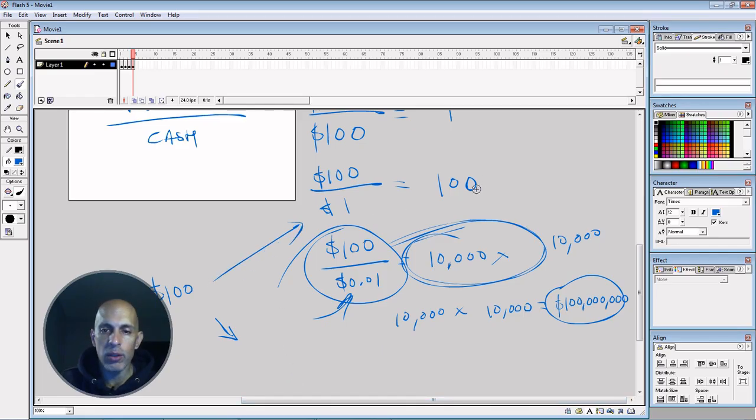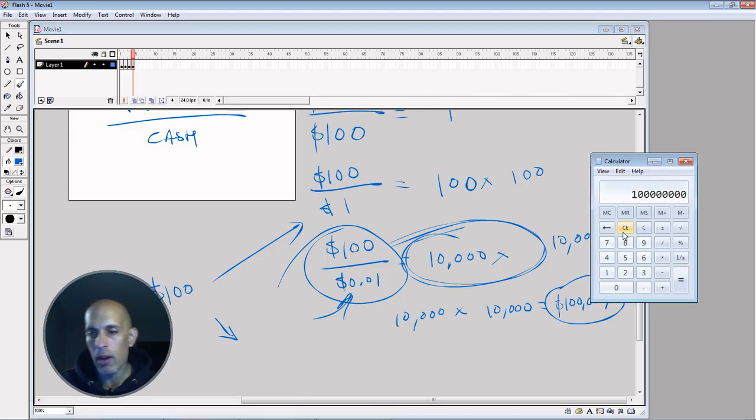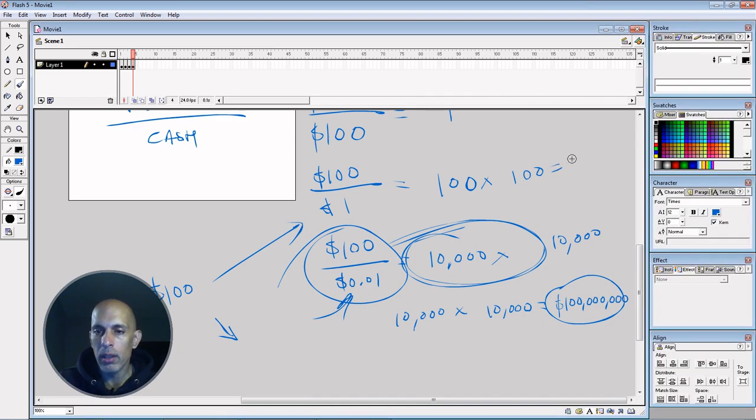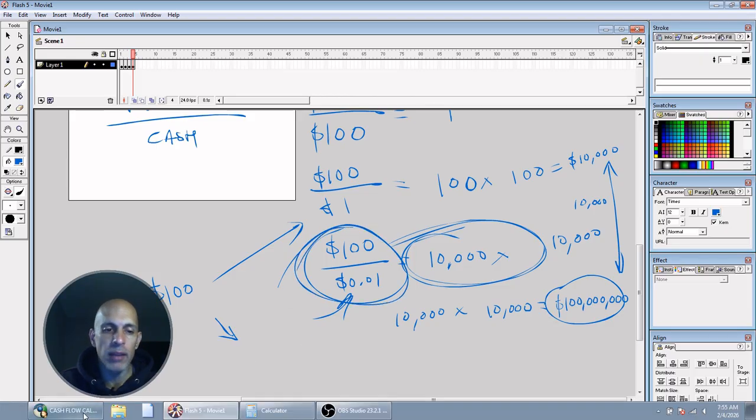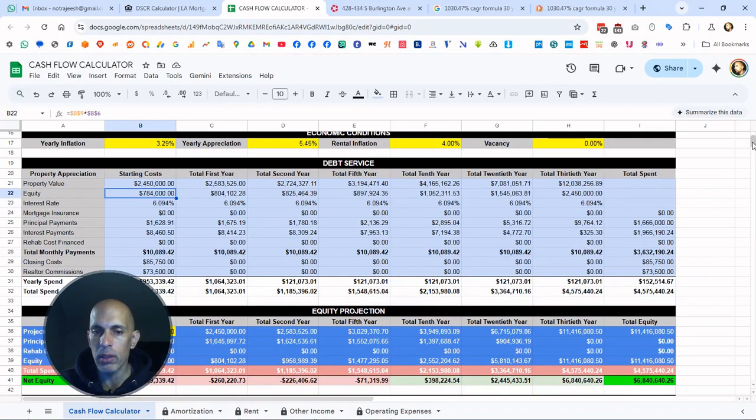Whereas with this, you're at 100 times 100, assuming you have $100 cash with you. So 100 times 100 is equal to 10,000. So the difference between this and this is 10,000. So that's why we want to maximize our cash on cash return.